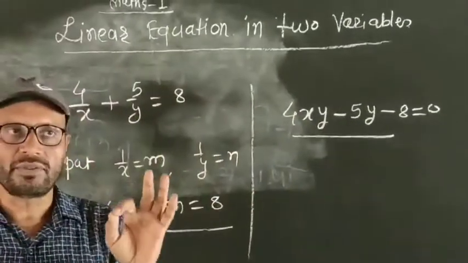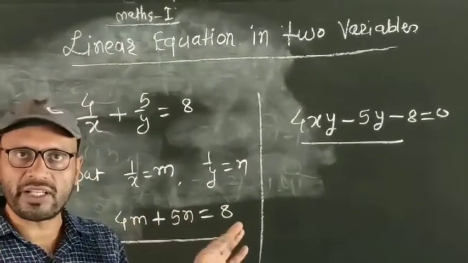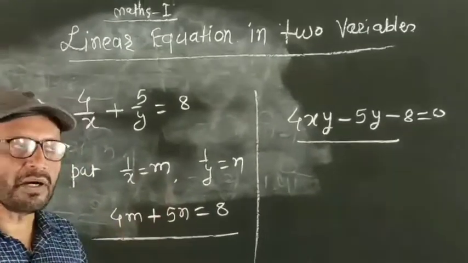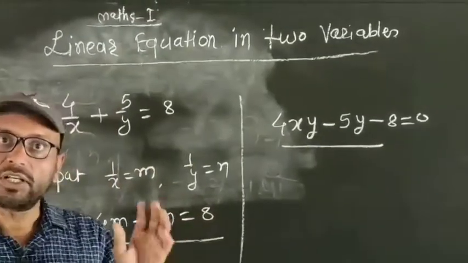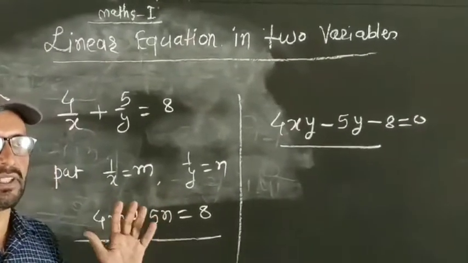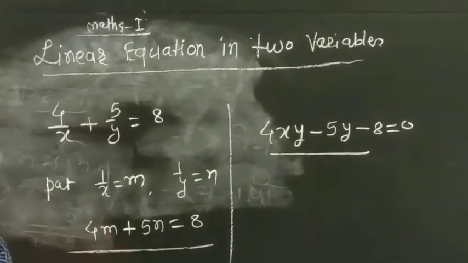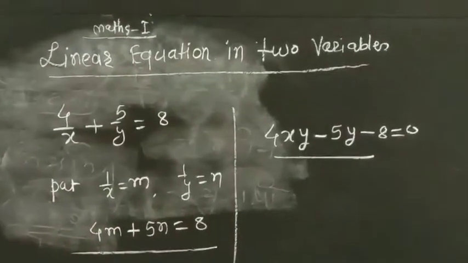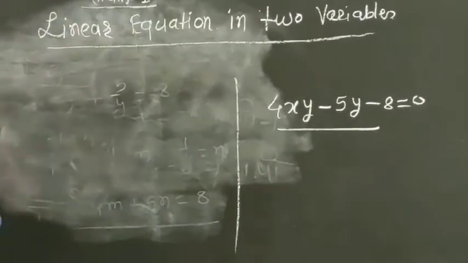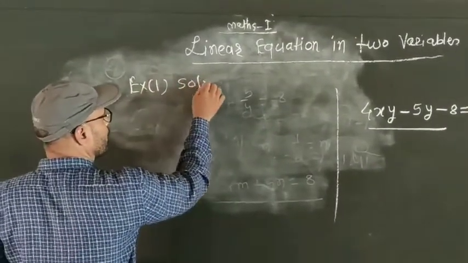Now we have to solve some simultaneous equations. What does simultaneous mean? I have already told you that simultaneous means when we think about two linear equations in two variables at the same time, that is called simultaneous equations in two variables. To solve simultaneous equations, we take one example from the textbook. Example number 1, solve.